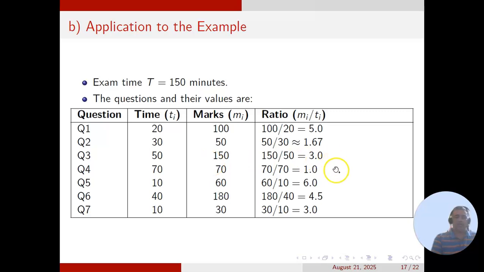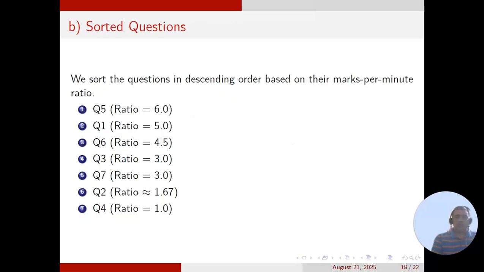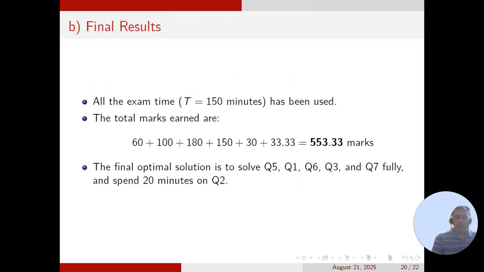So question 5 will be attempted first, because you have almost 6 marks for every unit time, or for every minute, you can say. And you are going to get the final value as 553.33 for that example. This is something that you can verify.